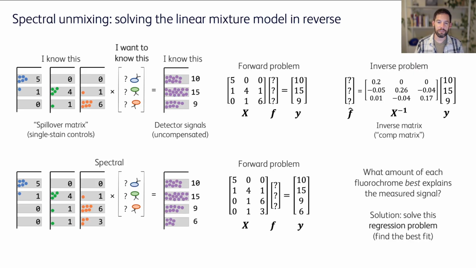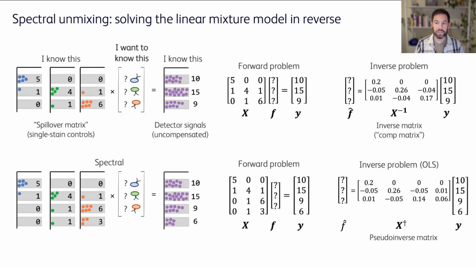But the difference now is because I have more equations than unknowns, there's not just one solution to this. There are technically an unlimited number of possible solutions. What we want to do is find the best solution, the solution that best fits the data we measured. This is, in fact, exactly what regression in the field of statistics does. We're finding the best fit of our observations in Y to the data described by X. And in fact, solving this regression problem through ordinary least squares, which is the most straightforward approach, although there are other algorithms for unmixing, looks very similar to solving the system of equations that we did in the compensation case. Except instead of a square inverse matrix, we have a rectangular pseudo inverse matrix, but we still get our unmixed data in F by multiplying that pseudo inverse matrix by our vector of detector measurements Y.